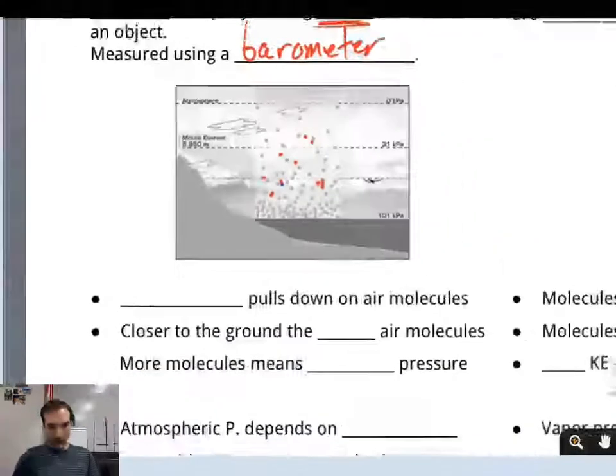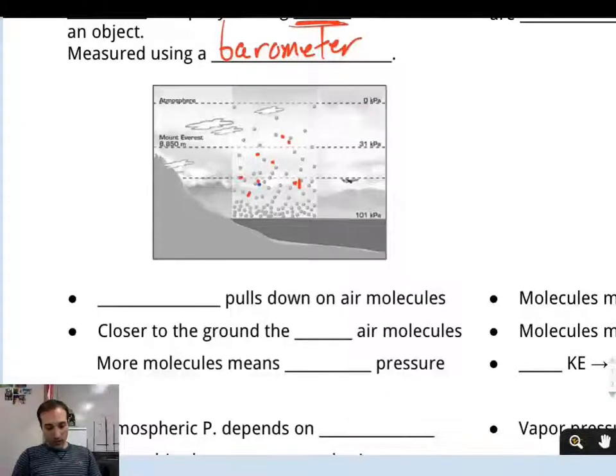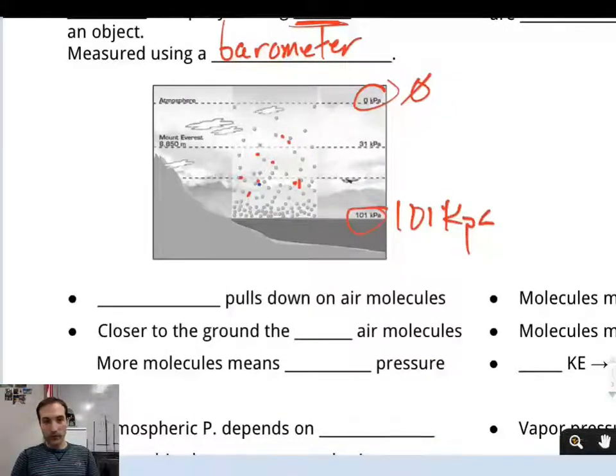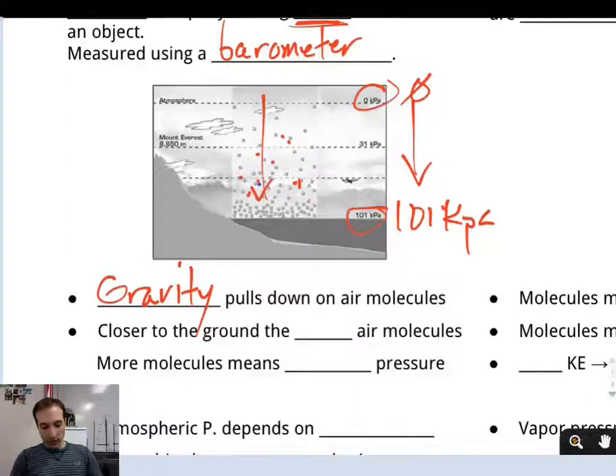So I'm going to zoom out a little bit. If you look on the right hand side, it says up here the pressure is 0, and down here the pressure is 101 kPa, kilopascals. Notice it's essentially increasing as we go down, as the altitude decreases. And that's because of gravity. Gravity is pulling down on air molecules, right? So they're going to tend to be pulled down towards the earth, hence there's more air molecules closer to what we call sea level.